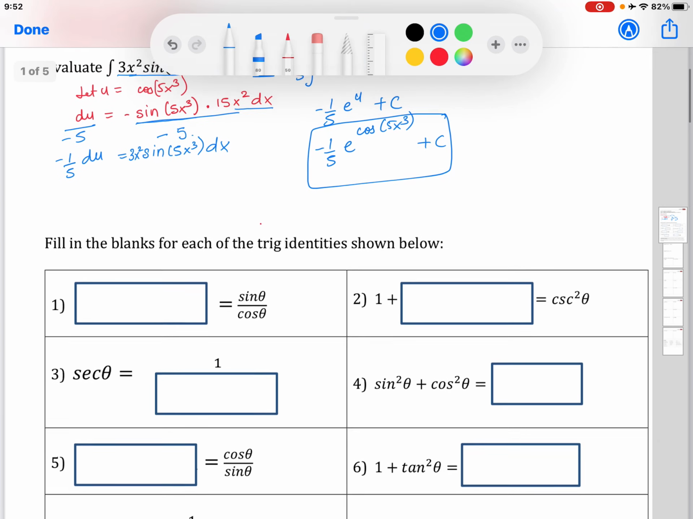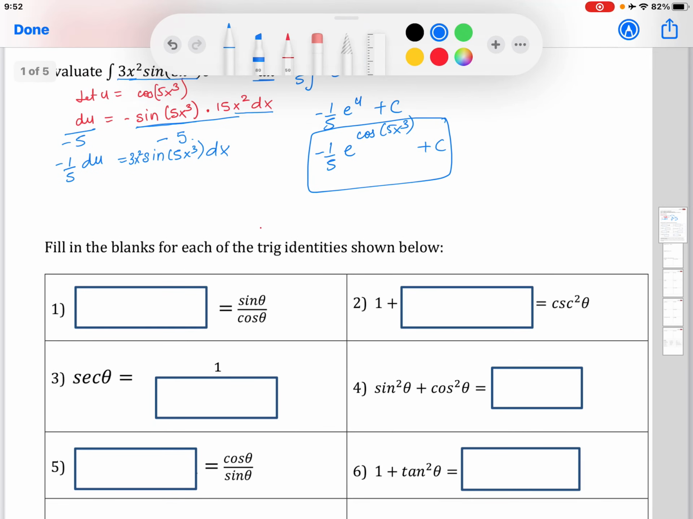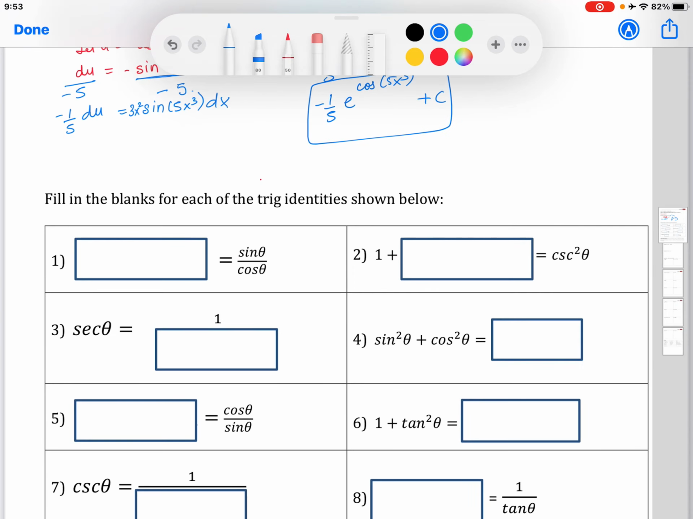Sometimes if you picked your u wrong and it didn't work and you're not able to replace what you have, then you might want to go back and pick a different u. So that's the best way to do it. Look for your tips and guidelines, and follow them.